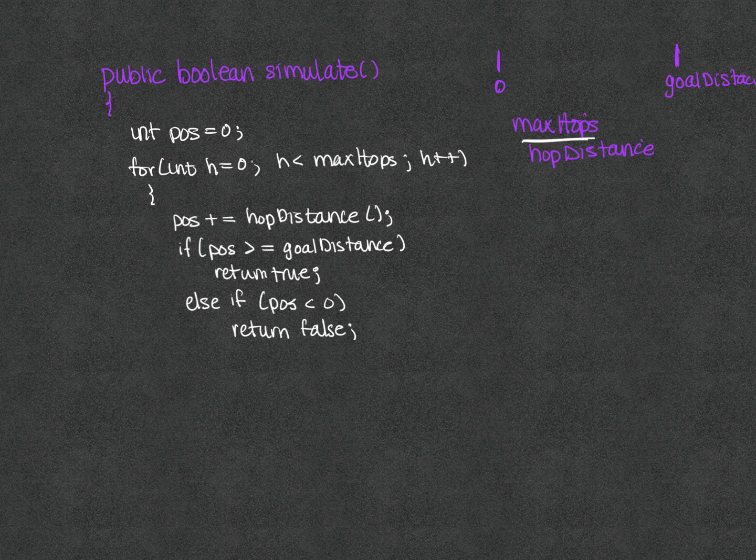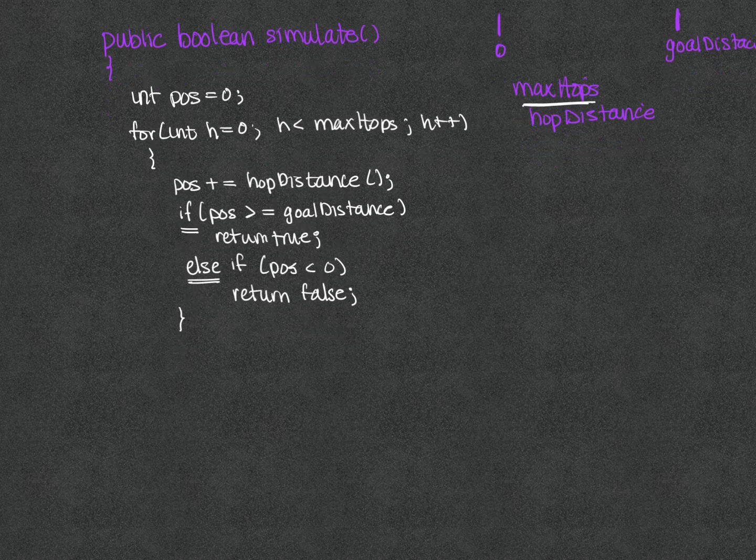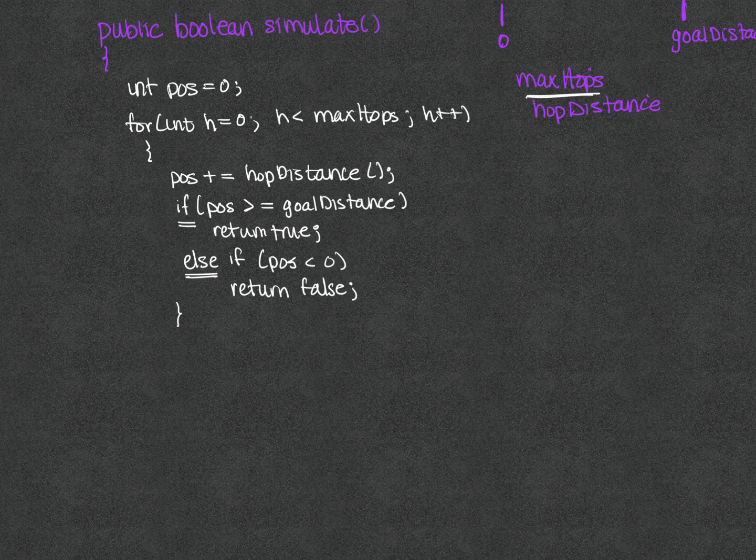Now, if neither of these returns, if he doesn't get a return statement from the if or else if, that means he's going to hop again. And he's going to retest that. If we keep hopping all the way through that and we don't get killed out by either going backwards or passing the goal, and we finally get to max hops, then he didn't make it.